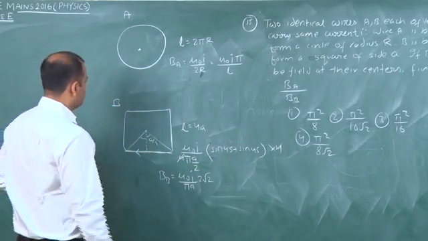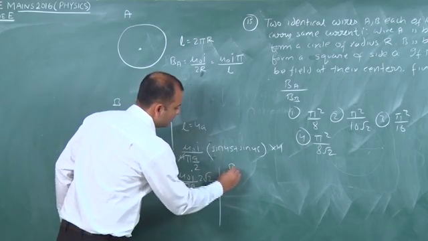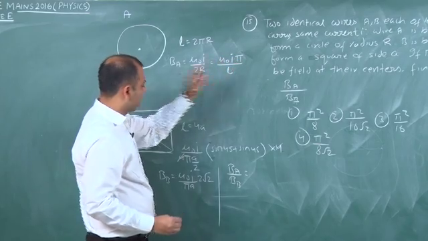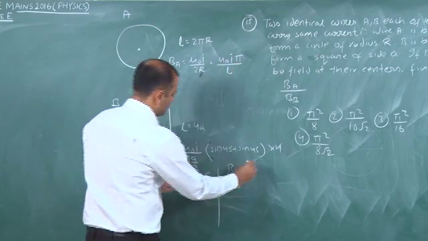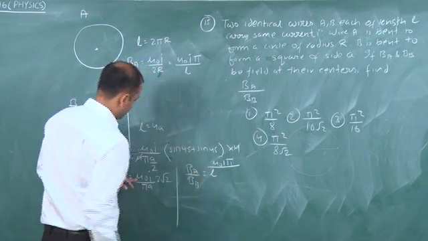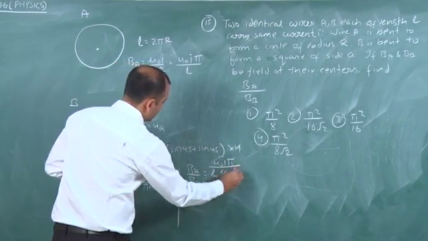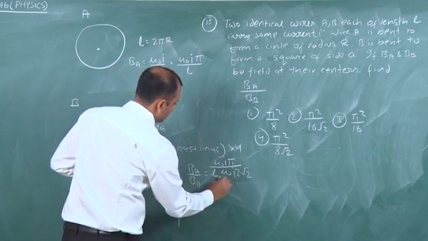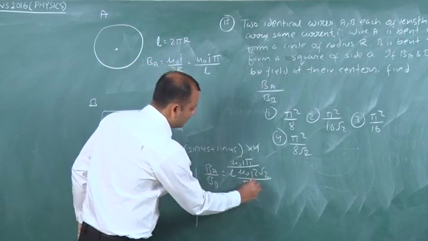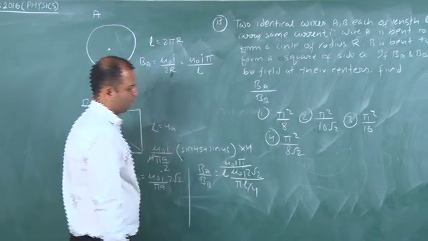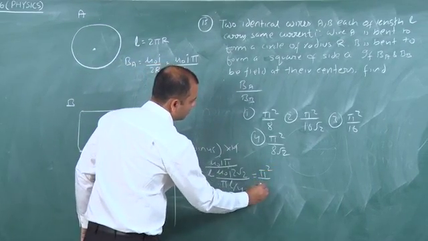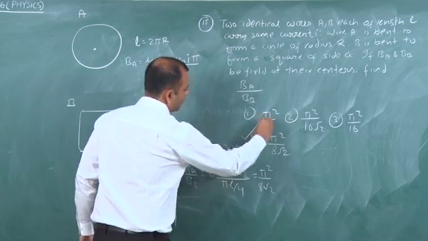So, what is the value of BA divided by BB? BA divided by BB is equal to mu naught I pi divided by L divided by this term. So, that is mu naught I pi upon L into, here you have mu naught I 2 root 2 divided by pi into A, and what is the value of A? A is equal to L divided by 4, L by 4. Simple calculation, this comes out to be pi square divided by 8 root 2, 4 is the correct answer.